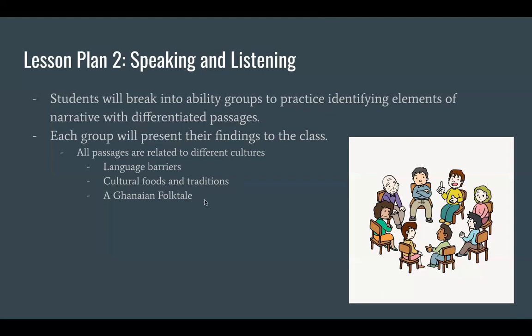But students are going to have to read that passage. They have to identify some vocabulary words within that passage. They're going to identify their elements of narrative. And then they have some sentence stems that they can use to create a presentation where they'll get to tell their story to the class as a way to practice their speaking and listening skills.